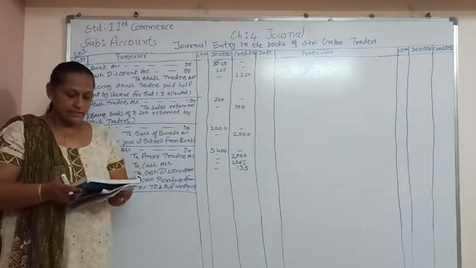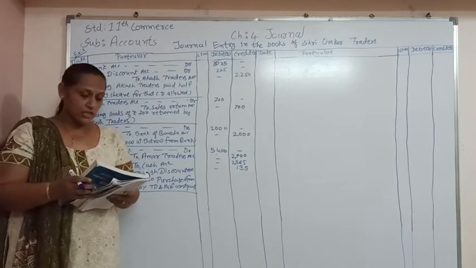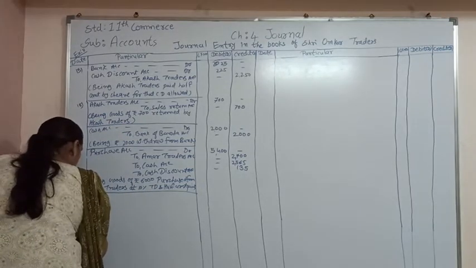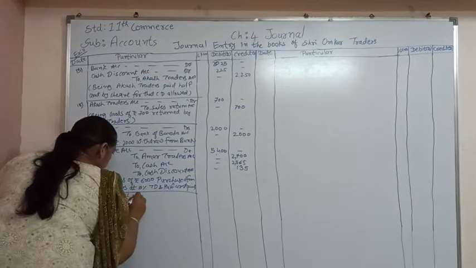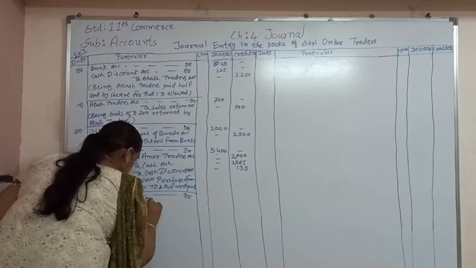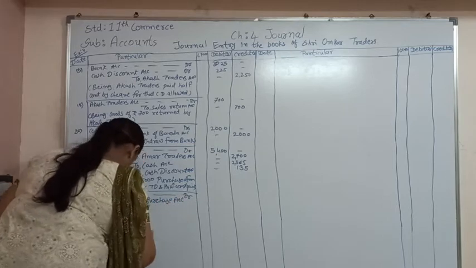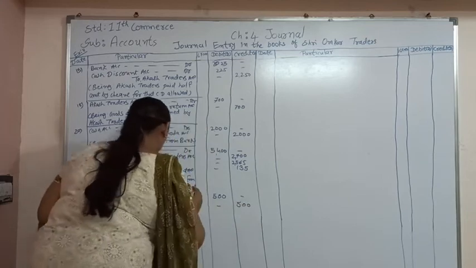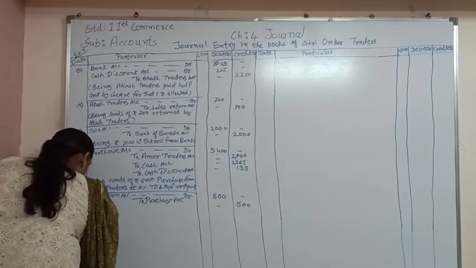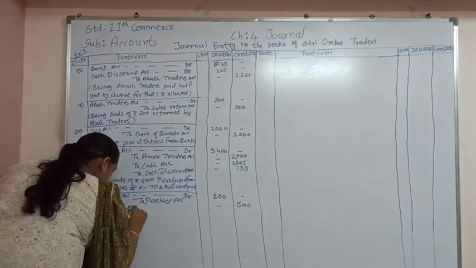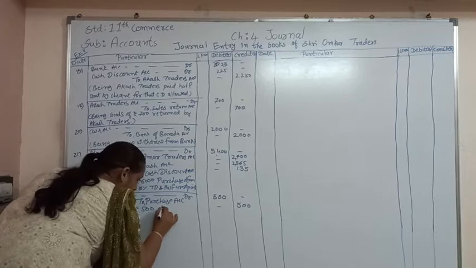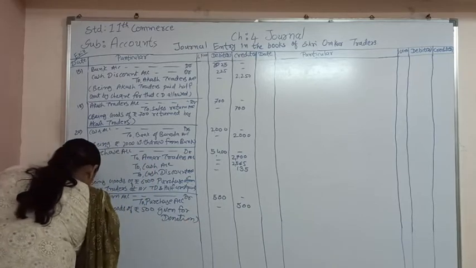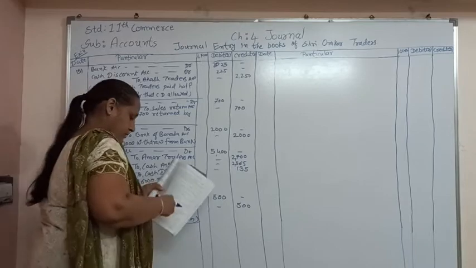Next transaction is goods of rupees 500 is donated to Mega Vikas Group. For that, donation account debit to purchase. That journal entry we are going to pass. And here the amount is 500, being goods of rupees 500 given for donation. So for that.